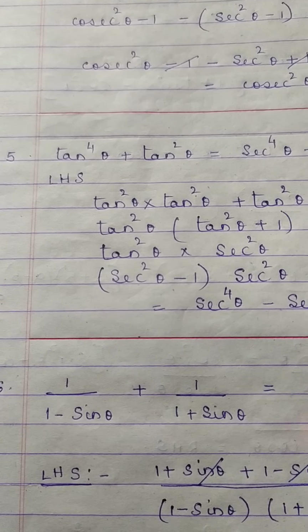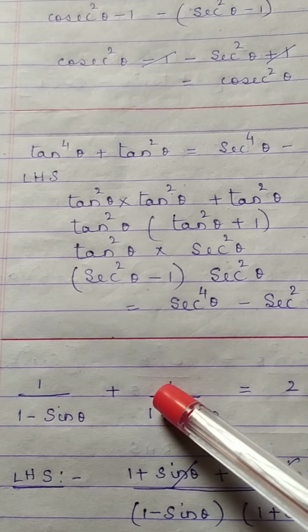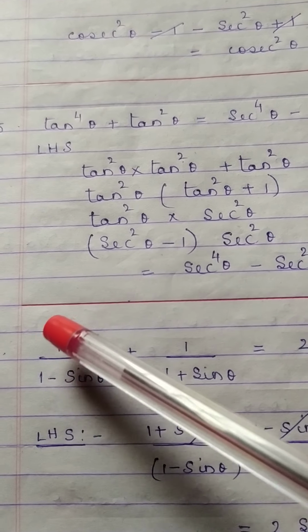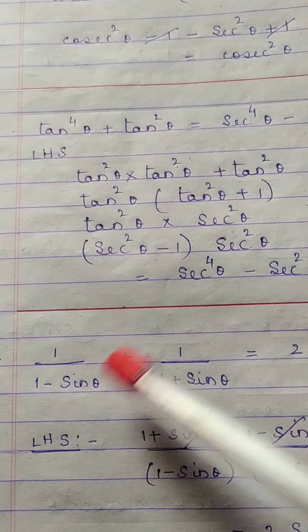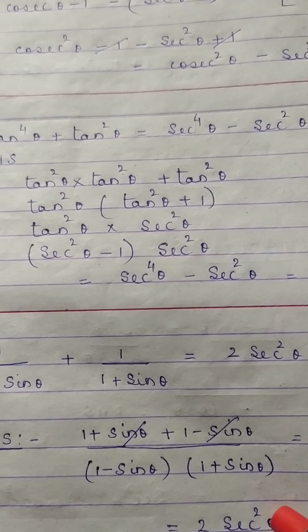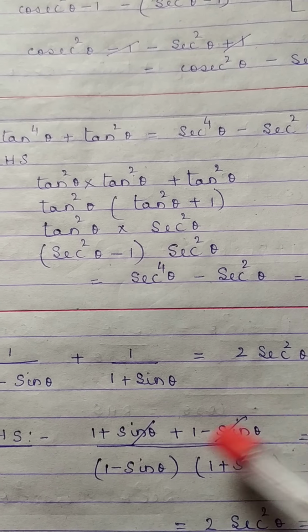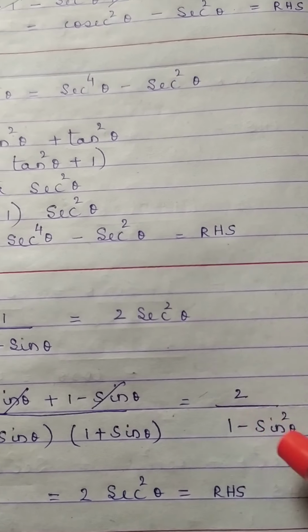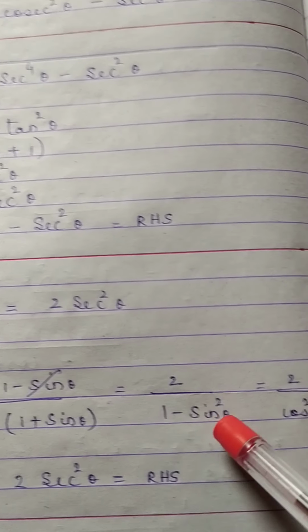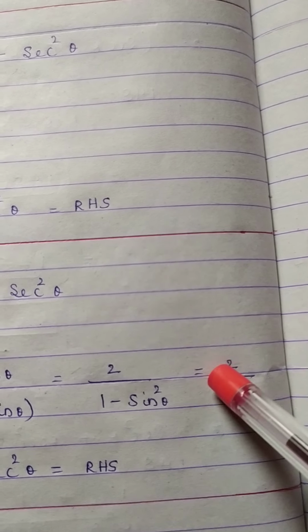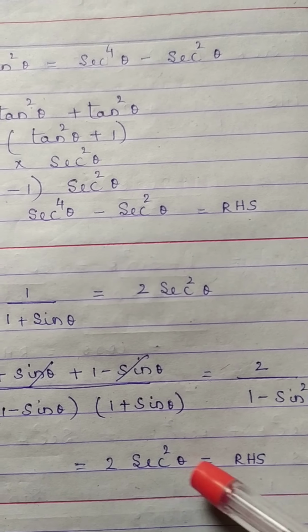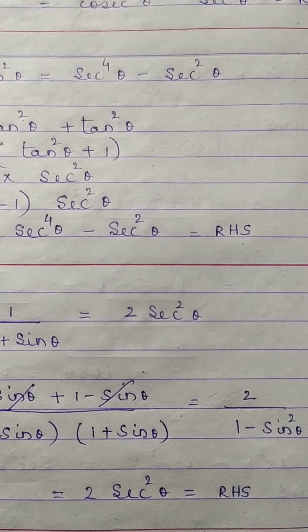Question number 6: 1 upon 1 minus sin theta plus 1 upon 1 plus sin theta equal to 2 secant square theta. LCM, so you cross multiply the denominators also. Plus and minus gets cancelled. 1 plus 1, 2 upon (a minus b) into (a plus b) is a square minus b square. 1 minus sin square theta is cos square. 2 into 1 by cos square is secant square. So my answer is 2 secant square theta, which is the RHS.